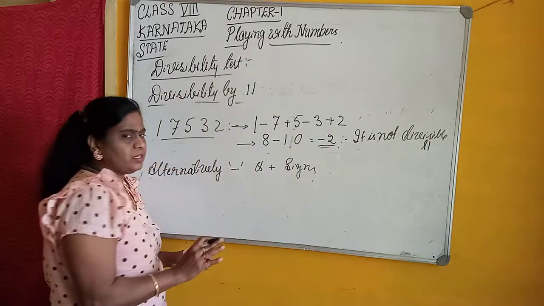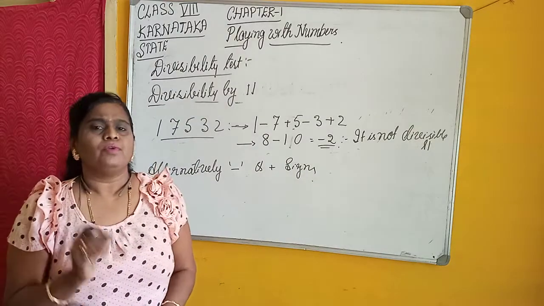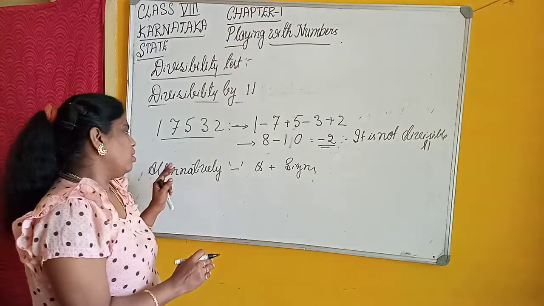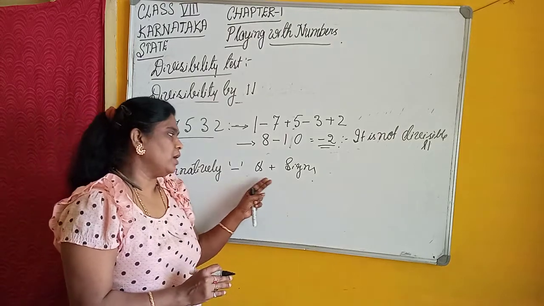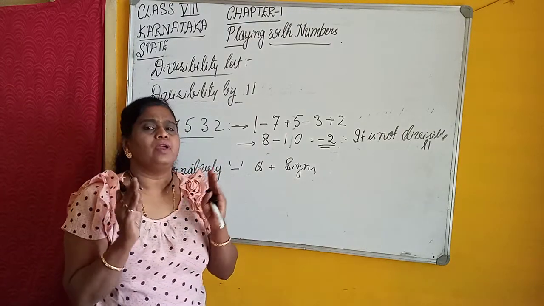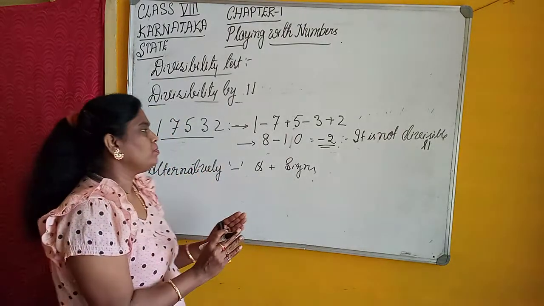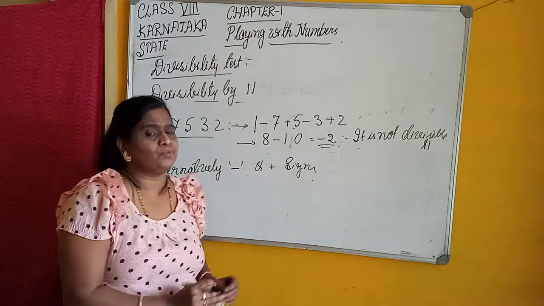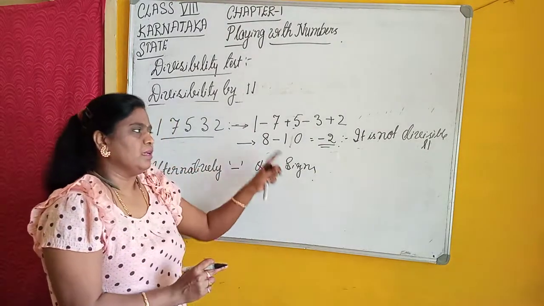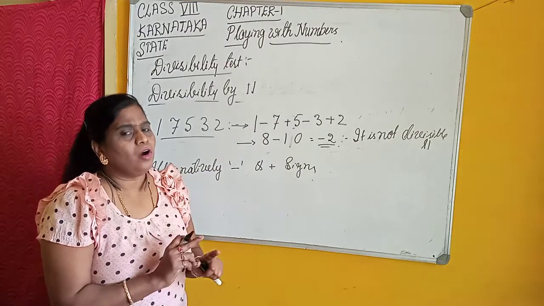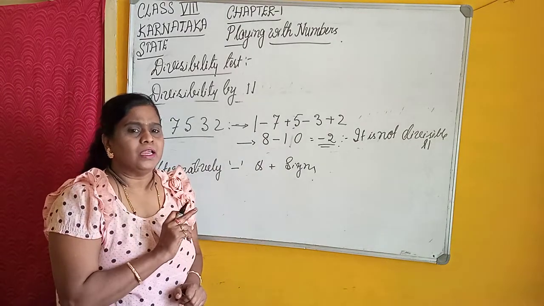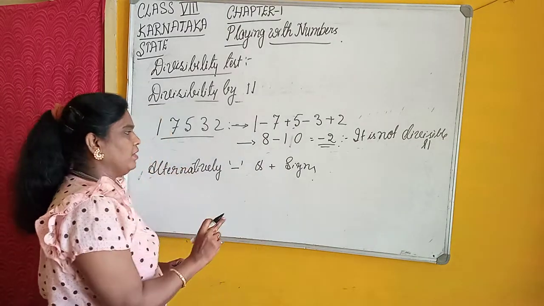What we have to do is, for any given number, we have to put alternately negative and positive signs. Then we have to take the sum of those numbers. If the sum is divisible by 11, then the number is divisible by 11. Otherwise, the number is not divisible by 11.